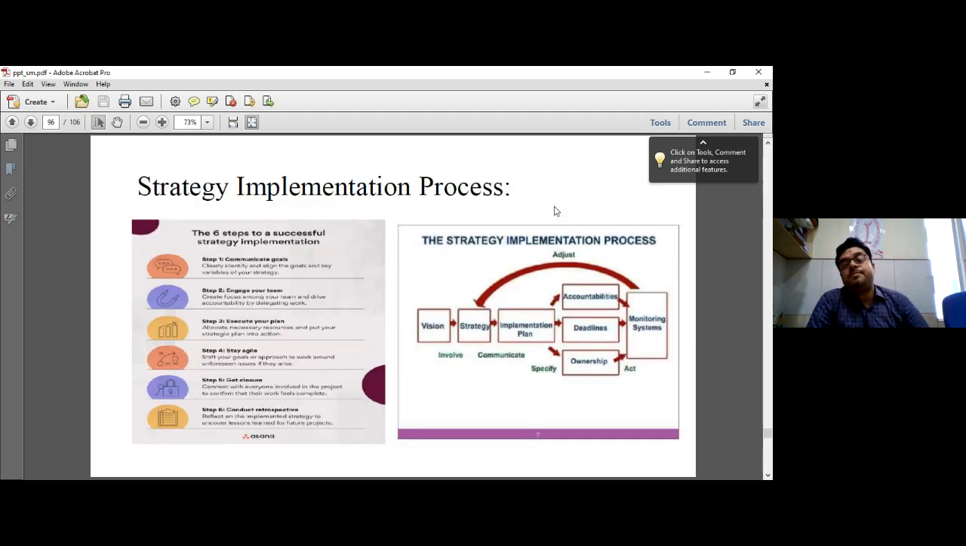There is a diagram to explain how the strategy implementation process works. The vision, the strategy, the implementation plan. The implementation plan has 3 dimensions: accountabilities, deadlines, and ownership. It specifies and it acts. Specifies on the ownership and acts on the monitoring system. There is an adjustment in the strategy implementation process as well.